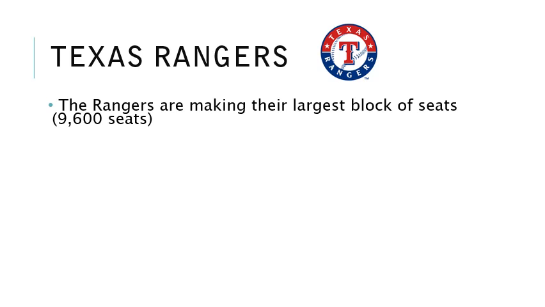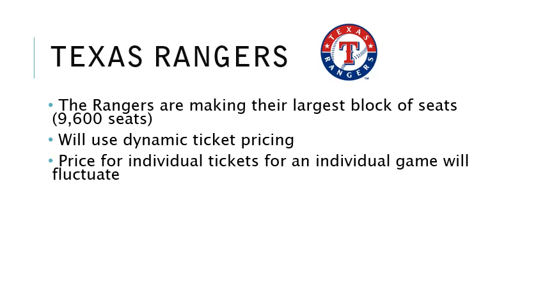An example of a sports team that uses dynamic pricing is the Texas Rangers. The Rangers are making their largest block of seats, approximately 9,600, in the upper reserved location available via dynamic ticket pricing. What this means is that the prices for individual tickets for an individual game will fluctuate from the announced price of $19 for a regular game and $22 for premium games.